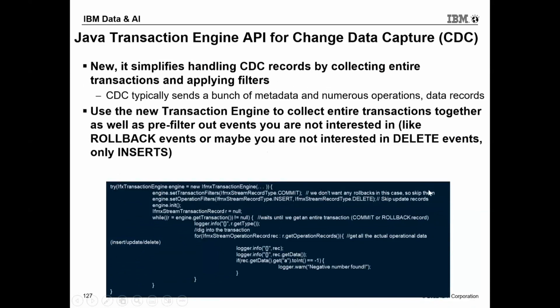There's a Java Transaction Engine API for change data capture now. It simplifies the handling of CDC records by collecting entire transactions and applying filters. CDC typically sends a bunch of metadata and numerous operations and data records. You can use the new transaction engine to collect entire transactions together, as well as pre-filter out events you're not interested in, like rollback events, or maybe you're not interested in delete events, but only inserts.